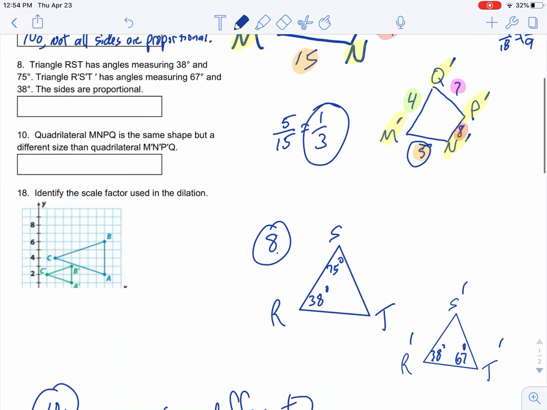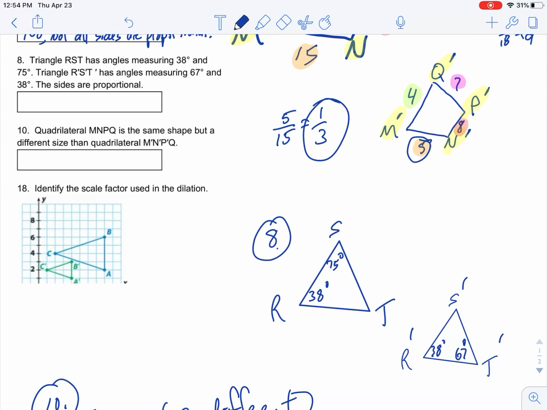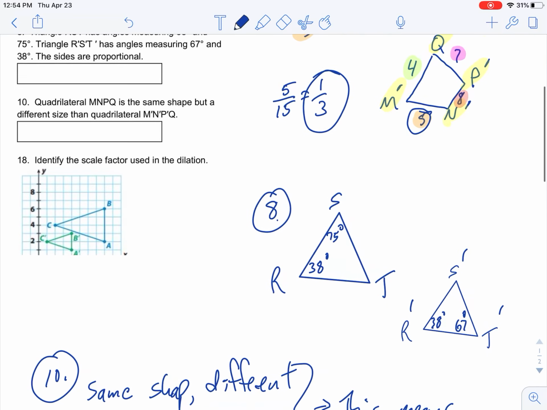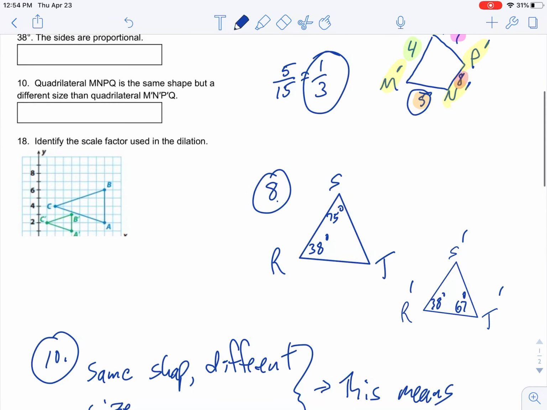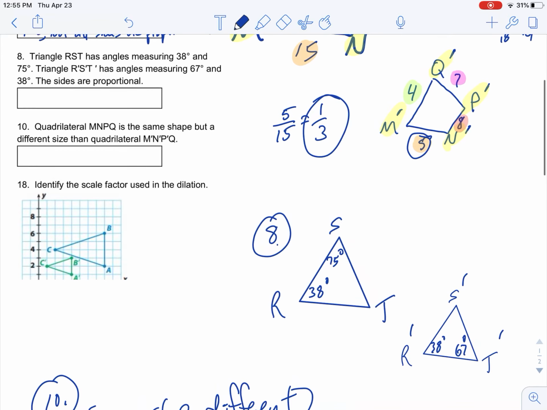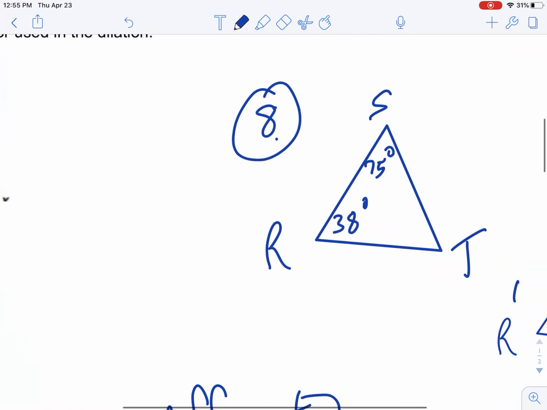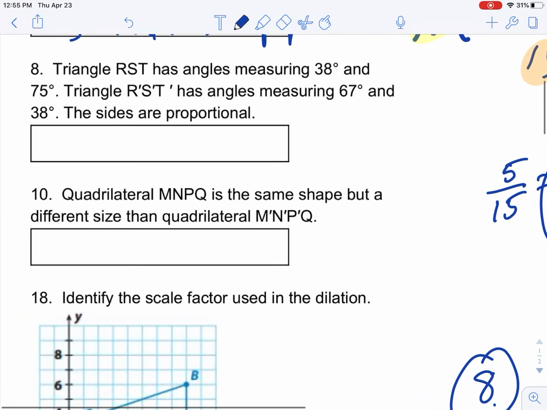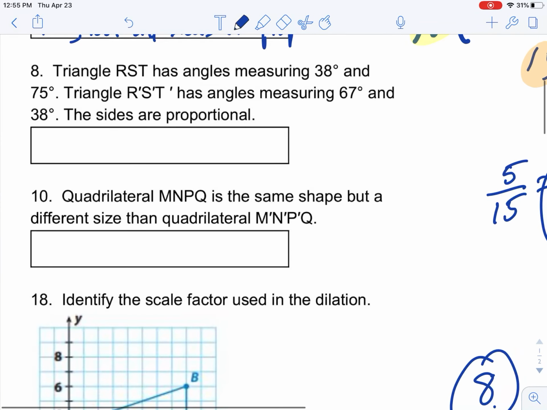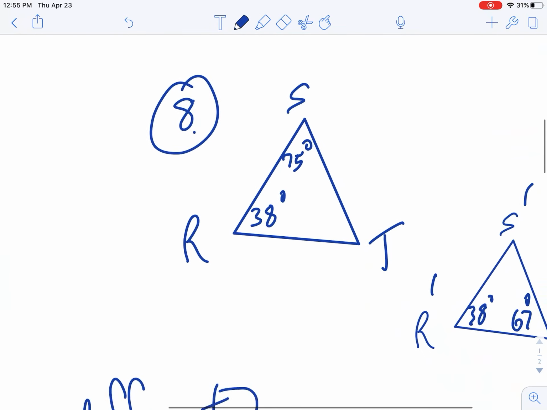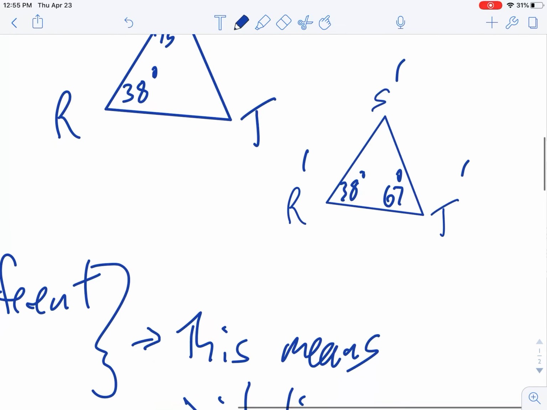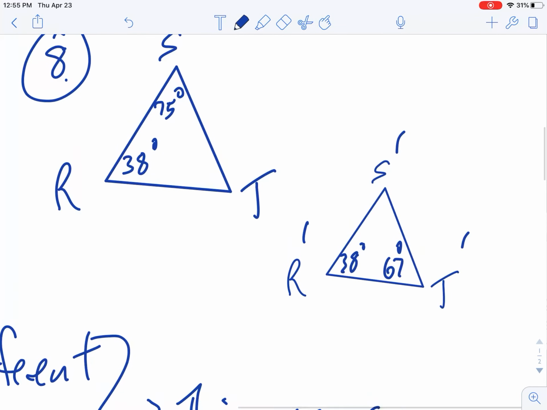A second way to tell if they're dilations is by looking at angles. So if every angle in one shape is the same size as every angle in the other shape, like if they pair up, then they're also proportional. You don't need to know anything about the sides necessarily. So, number 8, triangle RST, that's what I drew here, has two angles, 38 and 75. R prime, S prime, T prime has two angles, 38 and 67. So the question is, are they proportional?